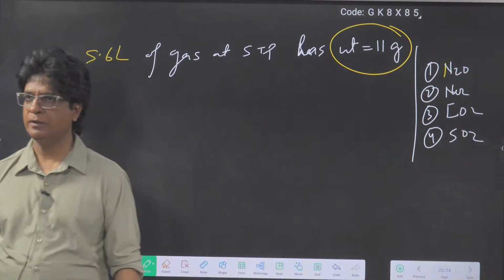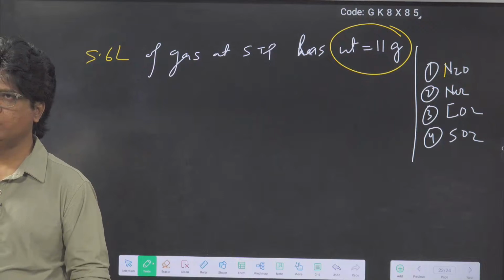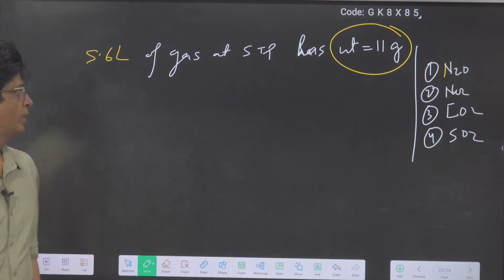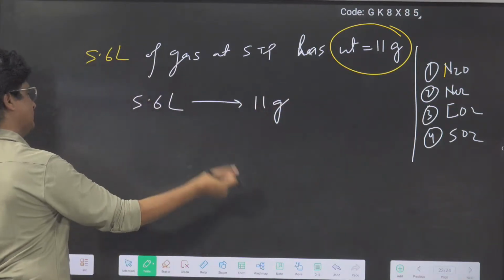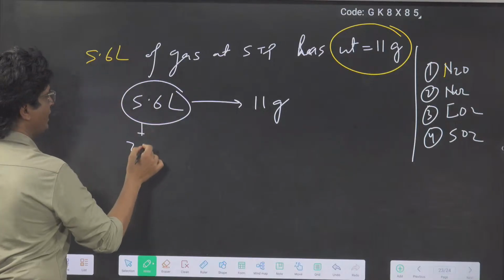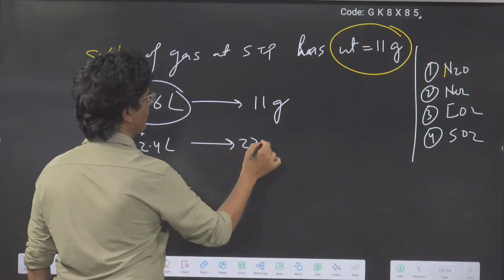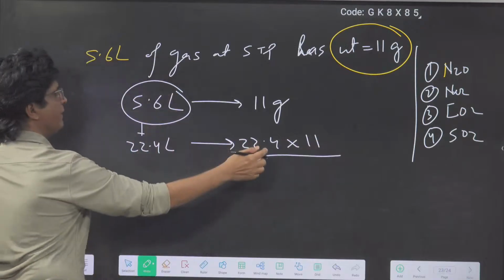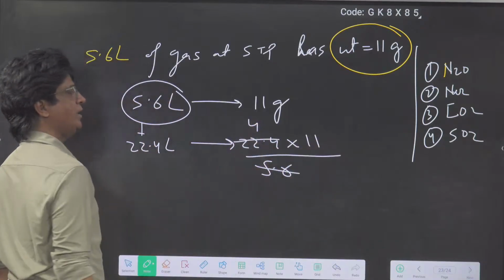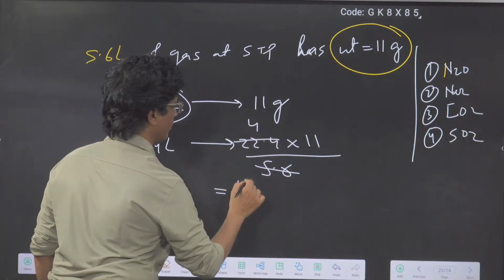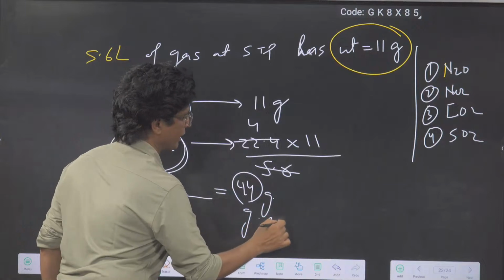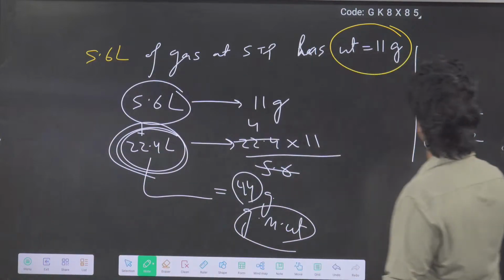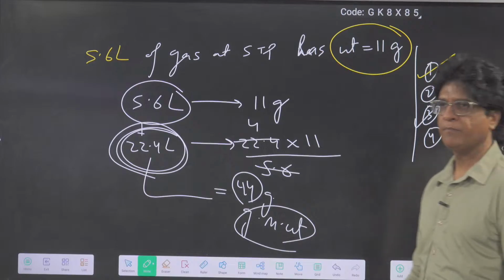Charan, right. Rami Reddy, now correct. 1 and 3, right. Now correct. Because 5.6 liter has weight how much? 11 gram. Then 22.4 liter will have how much weight? 22.4 into 11 divided by 5.6. This is equal to exactly 44. Now weight of 22.4 liter of any gas is equal to what? Gram molecular weight. And if it is 44, the answer is N2O and CO2. Now we have learned it.